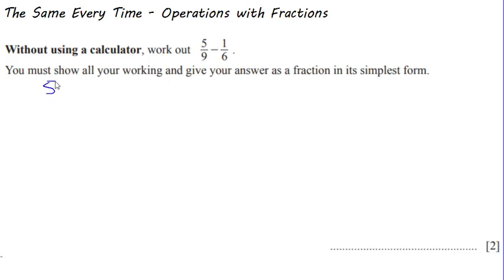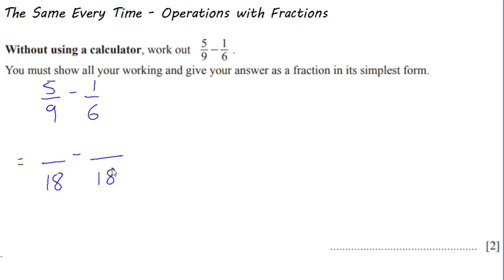So I'll start by writing down the question. 5/9 minus 1/6. And then we need to put the denominators, the bottom numbers, the same. Bottom numbers have to stay the same. What's the smallest number in the 6 times table and the 9 times table? I think it's 18, isn't it? So the smallest number that is in the 6 times table and the 9 times table is 18.